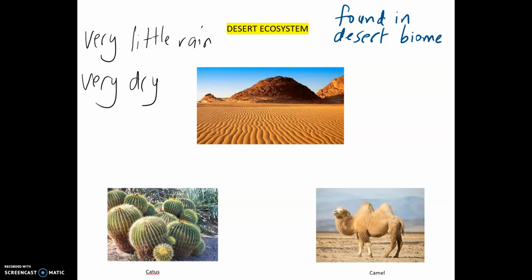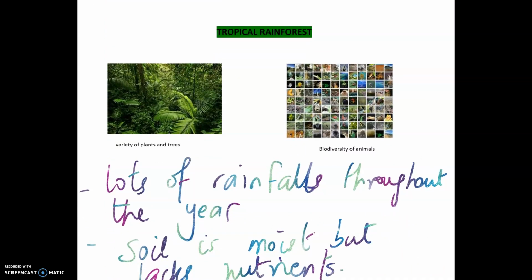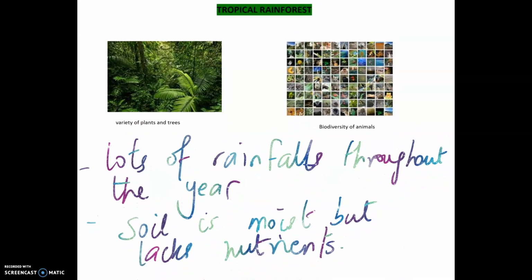Let's look at a totally different type of ecosystem. This time we're going to look at a tropical rainforest. A tropical rainforest, in contrast to a desert, has totally different features. In a tropical rainforest, there is a variety of plants and animals and a large biodiversity of animals. In this rainforest, you will find lots of rainfall throughout the year, so there is no lack of water as it was in the desert. The soil is also really moist because of the rain throughout the year, but the only thing is the soil will lack nutrients. Do you know why?